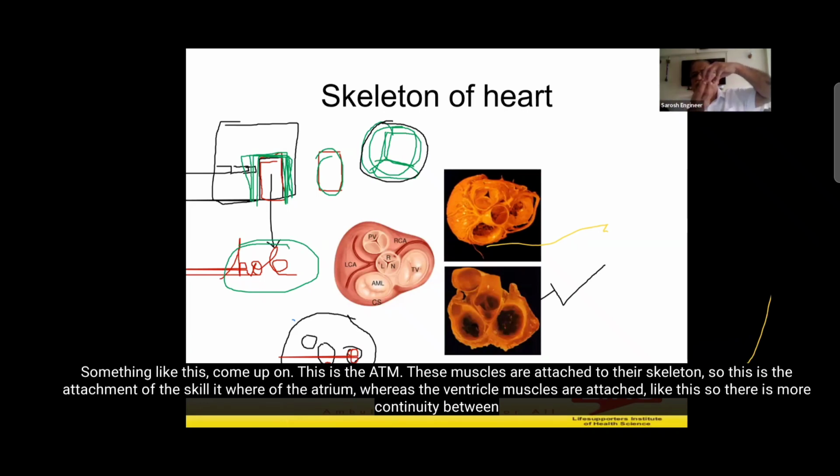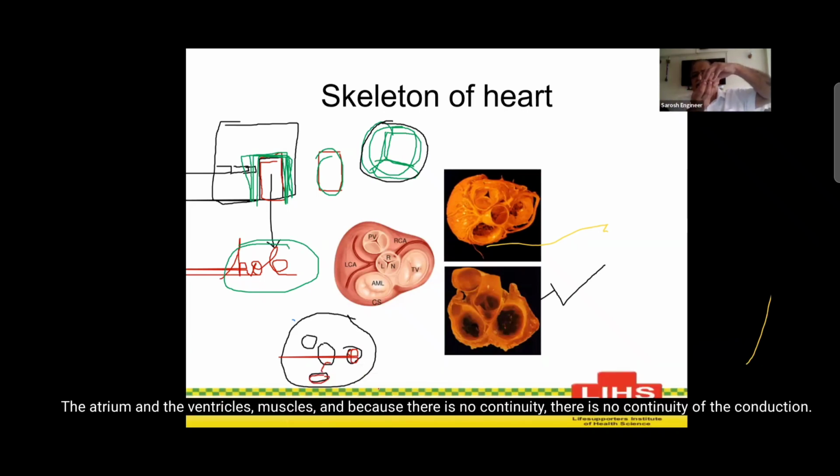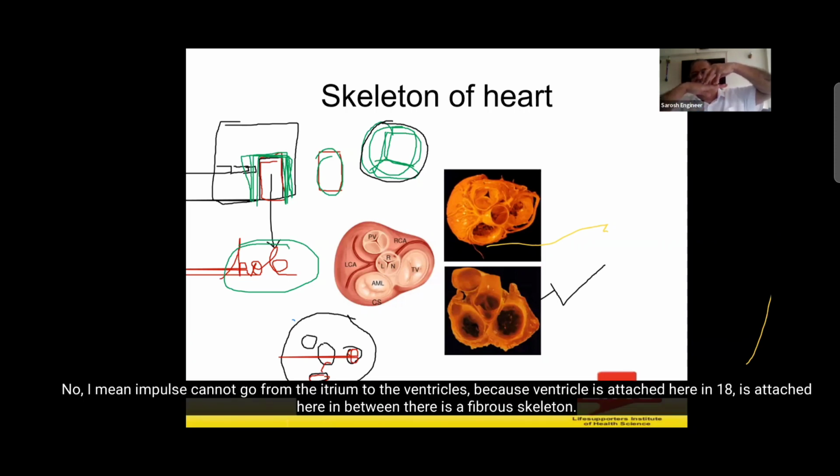So there is no continuity between the atrium and the ventricles muscles. And because there is no continuity, there is no continuity of the conduction. The nerve impulse cannot go from the atrium to the ventricles because the ventricle is attached here and the atrium is attached here. In between, there is a fibrous skeleton.